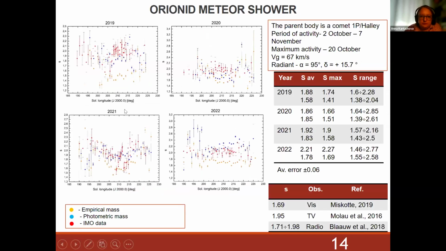But if you look at the Orionid meteor shower, we cannot see the same situation. We can see that the distribution of s values is very different and varies from data to data, from year to year, and the s value ranges, I think, are too large, and you can see here. And I think that the s values should be closest to 2.